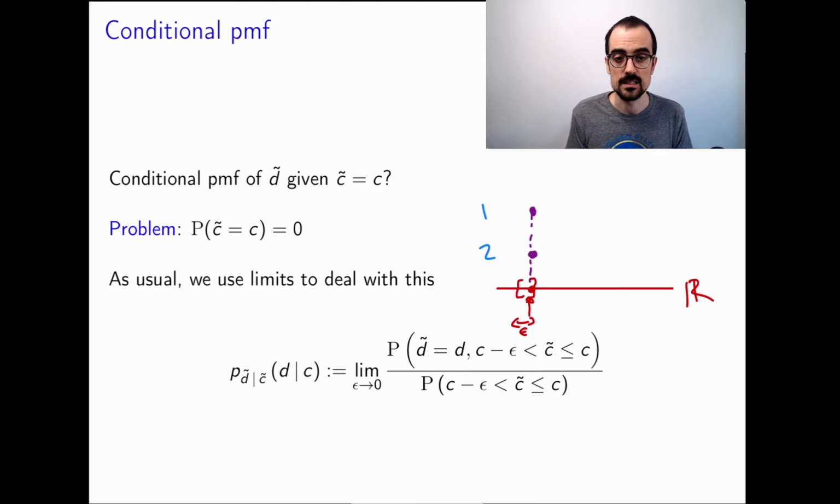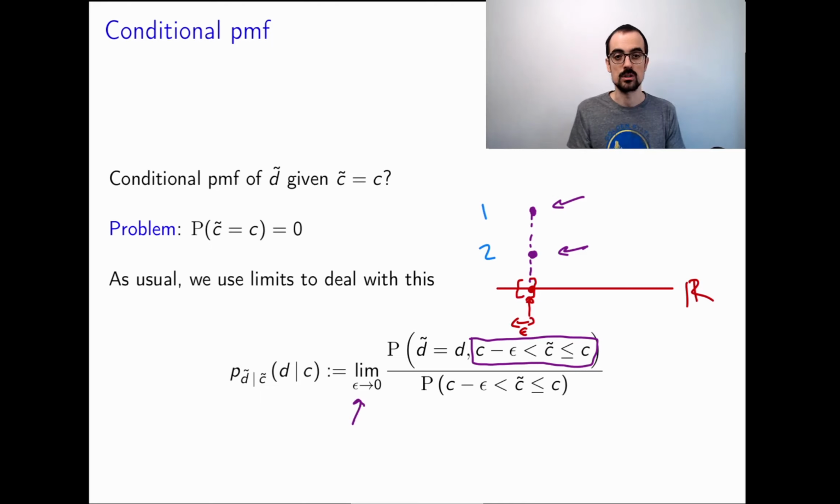Okay, and this is exactly the same reasoning that we applied when we defined the conditional PDF of a continuous random variable given another continuous random variable. So we have the probability that the discrete random variable is equal to 1 or 2. We're going to condition on an event where the continuous random variable is in this small interval of width epsilon, and then we're going to take epsilon to 0. That is how we're going to define the conditional PMF of the discrete random variable given a specific value for the continuous random variable.